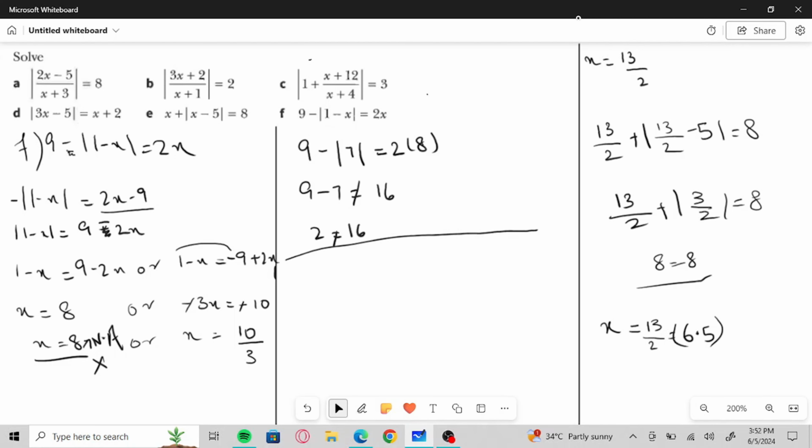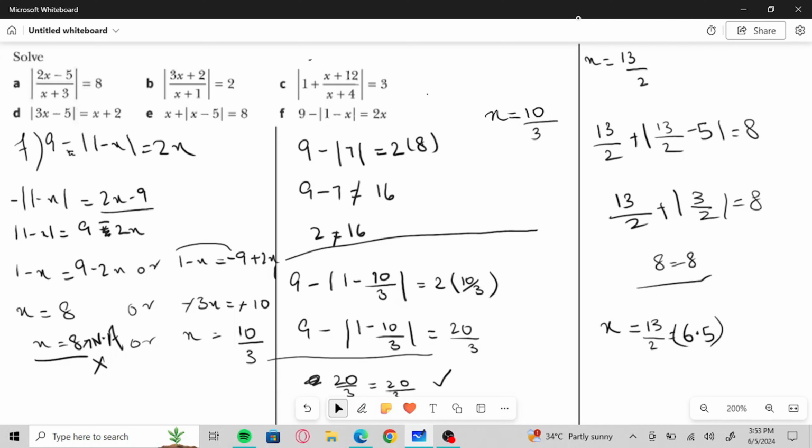Okay. The second value, if we input it, let's see if it's correct or not. 9 minus |1 minus 10 upon 3| equals 2 multiplied by 10 upon 3. So 9 minus |1 minus 10 upon 3| equals 20 upon 3. And the other side of the equation should be equal to 20 upon 3. So 20 upon 3 equals 20 upon 3. Both the values are the same. Thus, our answer is correct for this output. So we will say that x equals 10 upon 3 is the only correct value of x.